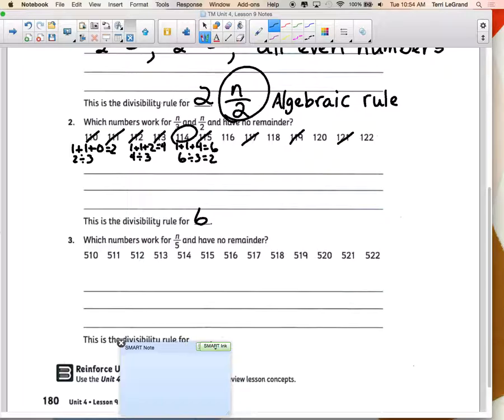How about 116? We could be using these lines on here, I don't know why I'm doing it underneath. 1 plus 1 plus 6 equals 8, is 8 divisible by 3? Or in other words, is 8 a multiple of 3? No, cross that one out. Okay, you finished the last 3. And if you need to move down to these other lines, you can.